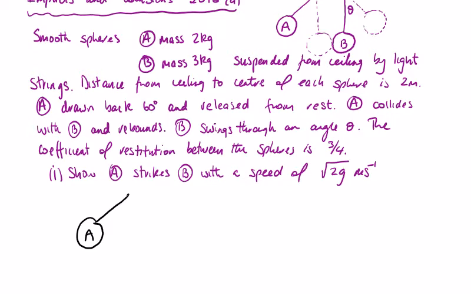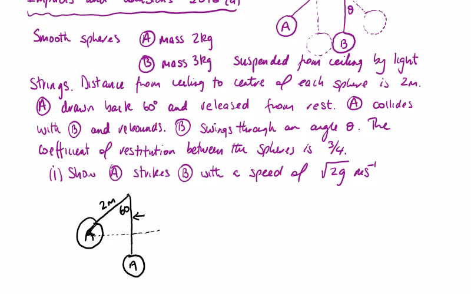It's swinging down to this position here. We have an angle of 60, and 2 meters to the center of the ball. So I've got a triangle going on here. I have two variables on this triangle, so I can get this side here.